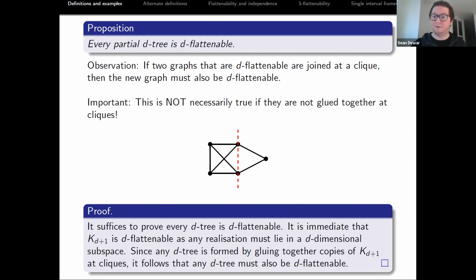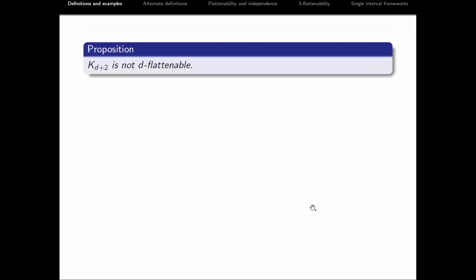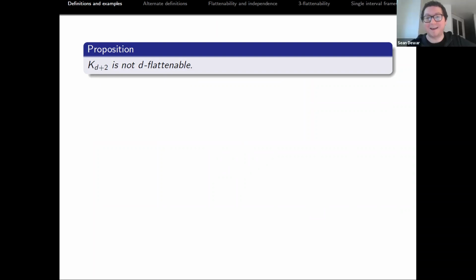Can I ask a question? Just to remind me again of the definition of D-flattenable. I have it down as every set of distance constraints has a realization in R^D for a graph. But is that only true for realizable distance constraints? Yes, that's right. It has to be realizable.